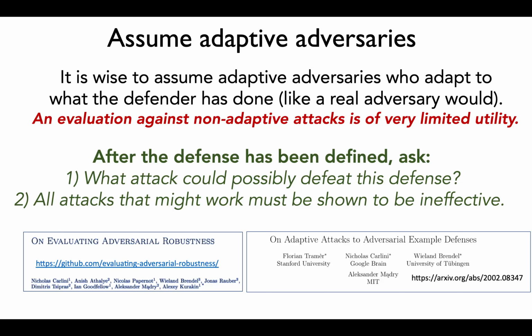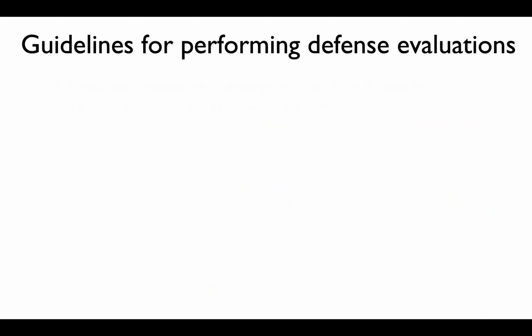So in this regard, I've highlighted two important works. The first work is on evaluating adversarial robustness. This is by the groups at MIT and Berkeley and other places who are working on this. And the second work, which is very fresh, is from February 2020. It is on adaptive attacks to adversarial example defenses. People who are interested in this domain should definitely check out this work.